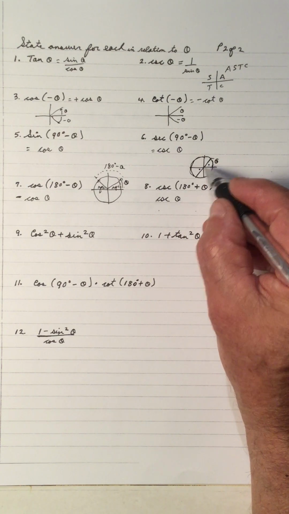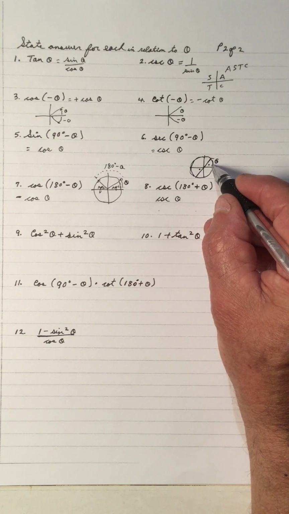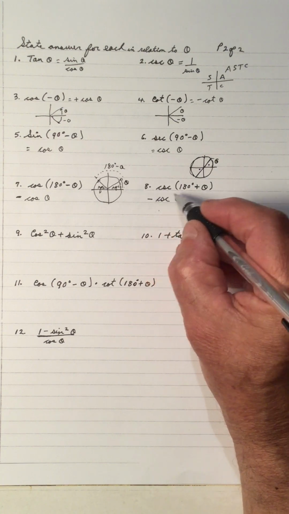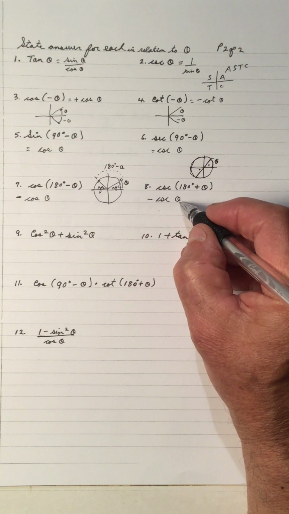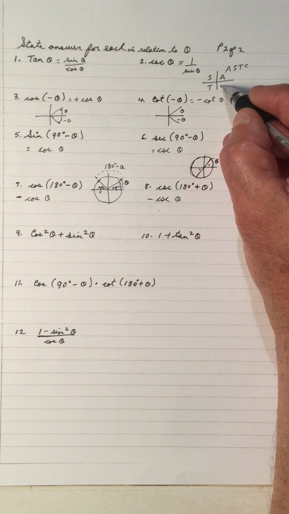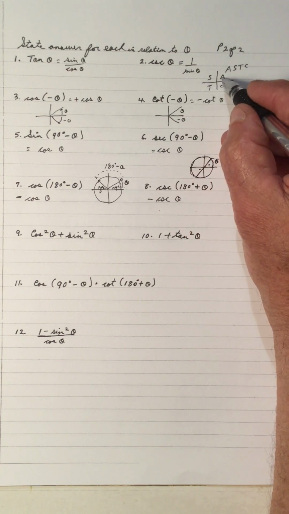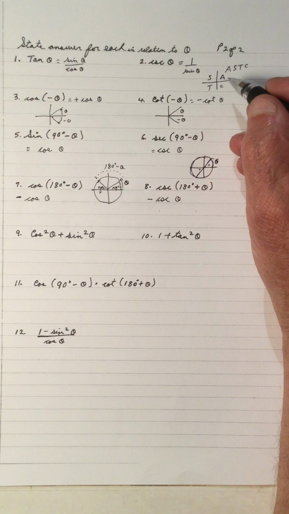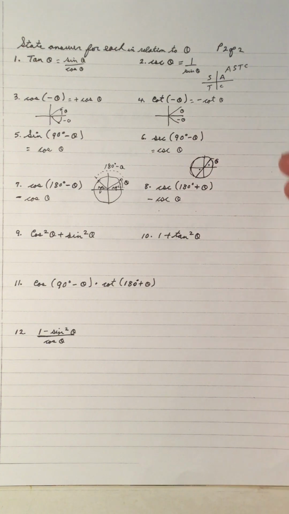So cosecant is the reciprocal of sine. Sine is positive, so cosecant is positive. In this quadrant, sine is negative. So that's the negative cosecant theta. Again, add sugar to coffee. So sine is positive here and sine is negative here. Cosecant is the reciprocal of sine.